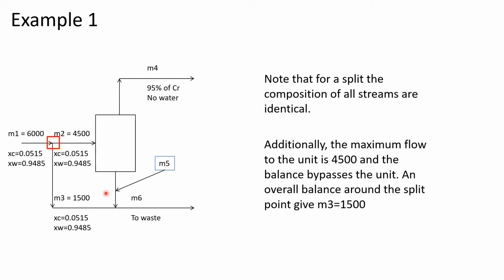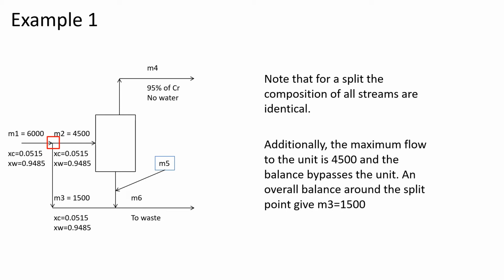Now we're told that the maximum flow that can go to the waste treatment unit is 4,500. So we'll set M2 equal to 4,500. And we're going to apply an overall mass balance to determine that the flow rate of M3, the stream that bypasses this waste treatment unit, is 1,500. So 1,500 plus the 4,500 gives us a 6,000 total that is fed to the split point. Once again, that 1,500 kilograms per hour that's bypassing this unit is an undesired waste stream, and we would prefer to go back and redesign the waste treatment unit, but currently that's not possible.